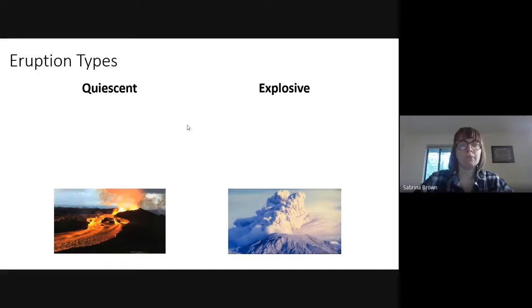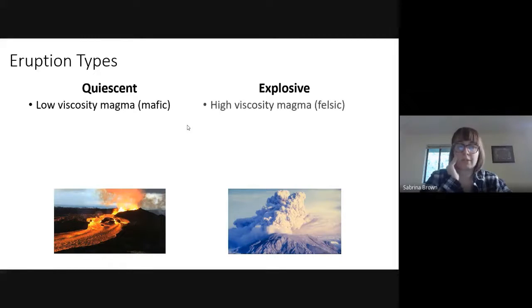We have two different types of volcanic eruptions. We have quiescent eruptions and explosive eruptions. I also sometimes call quiescent eruptions quiet eruptions because it's just an easier word to say and remember. So our quiescent eruptions deal with low viscosity magma. So our more basaltic lava, our mafic lava, our darker colored lava with less silica. And our explosive eruptions have higher viscosity magma, or those more silica-rich molten materials with the long silica bonds that increase the viscosity.